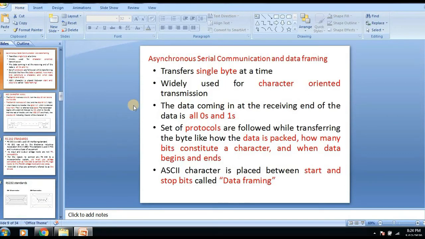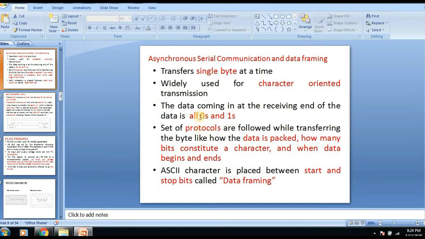Next, as we saw in the first slide, serial transmission is classified into synchronous transmission and asynchronous serial transmission. In asynchronous serial communication, a single byte is transferred at a time. It is widely used for character oriented transmission, whereas synchronous transmission is suited for block oriented transmission. The data coming in at the receiving end is all zeros and ones, as I told earlier, because we prefer digital transmission.